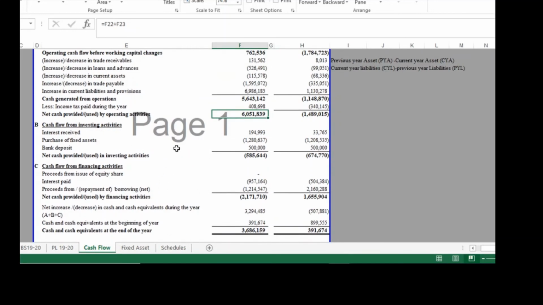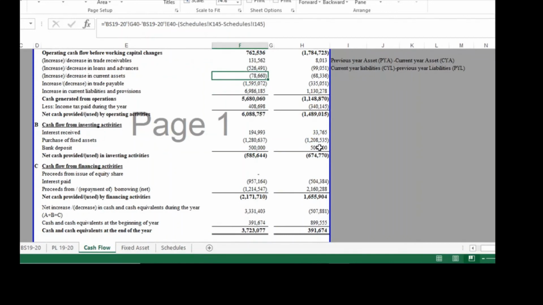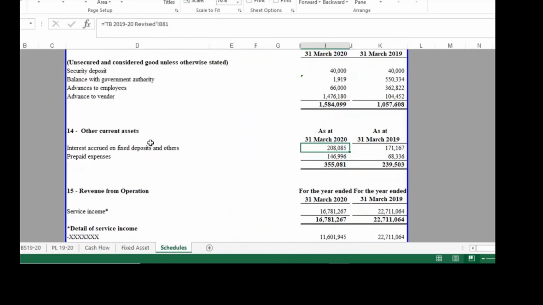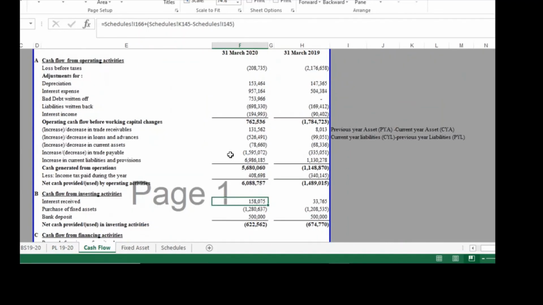So what we are going to do is eliminate it from here, previous year figure minus current year figure. So we are going to add it under interest received, the investing activity. Now we can see our cash flow statement is still matching. Now we have already completed our balance sheet and there is nothing left. We have covered the balance sheet, we have covered the profit and loss account, and now our cash flow statement is complete.